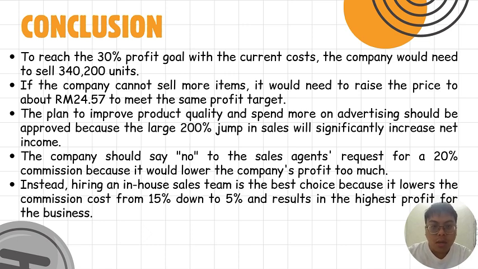Fourth, the company should say no to the sales agent's request for a 20% commission because it would lower the company's profit too much. Lastly, hiring an in-house sales team is the best choice. This is because it lowers the commission cost from 20% down to 5% and results in the highest profit for the business.